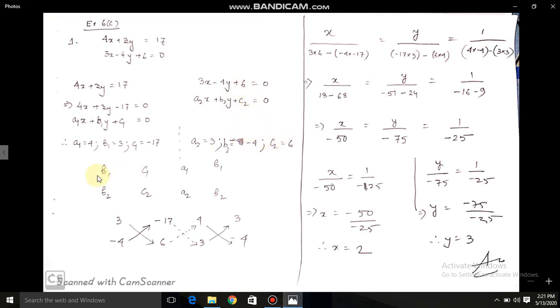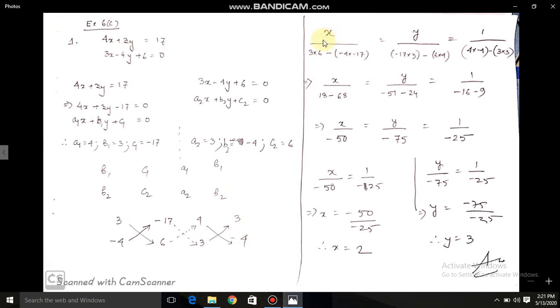Now, as we learned just before, we have to write b1, b2, c1, c2, a1, a2, again b1, b2. Now what is b1? b1 is 3. We have written b1 as 3. Then b2 is minus 4, we have written minus 4. c1 is minus 17, we have written minus 17. c2 is 6, we have written 6. Then a1 is 4, and a2 is 3. Again b1 is 3, b2 is minus 4.